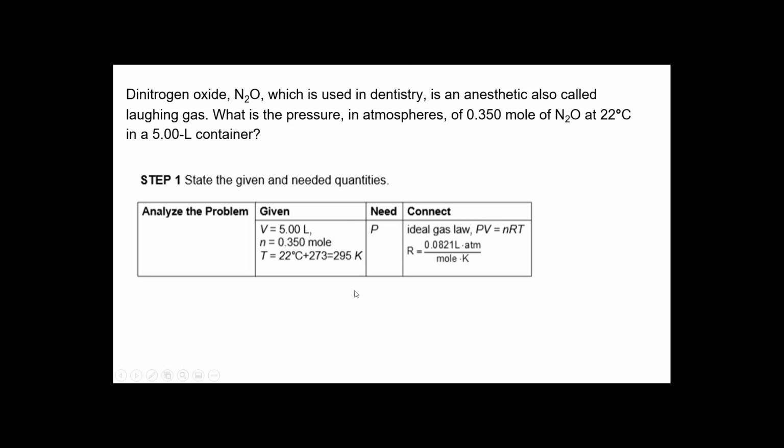So what is given? We're given a volume, the moles. Always change the temperature. Never use Celsius. When we deal with gases, we do not use Celsius. We use Kelvin. And then the ideal gas law and the gas constant that I use, that 99% use.